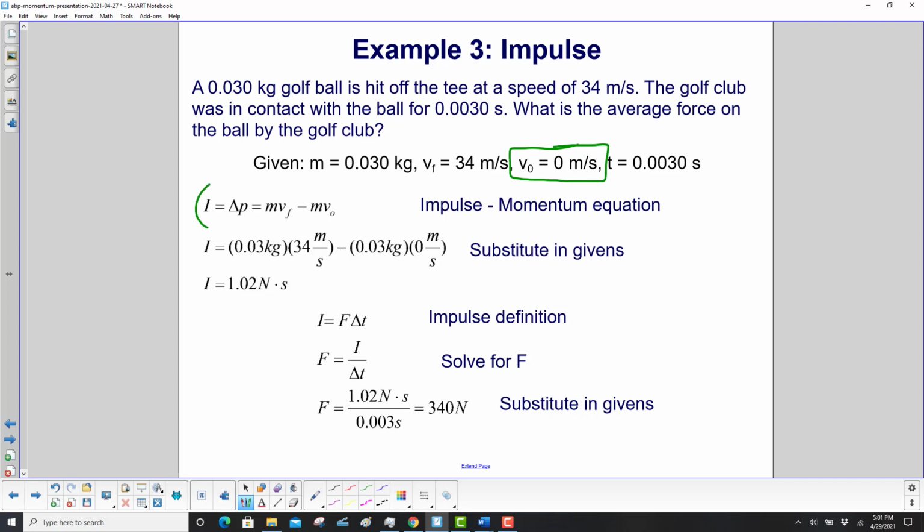So we start with the impulse momentum equation. We substitute in our values, and since our initial velocity is 0, that term does not contribute. And we get an impulse of 1.02 newton seconds on the golf ball. We then go to our impulse definition, and since we want force, we have to isolate force in that equation, so we divide both sides by delta t. We get force is I over delta t, substitute in our numbers, and we get 340 newtons.